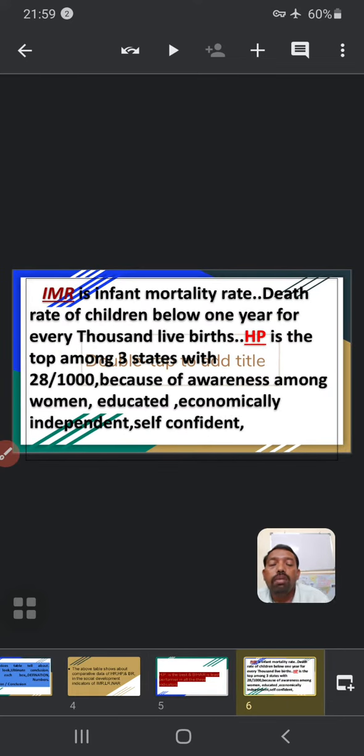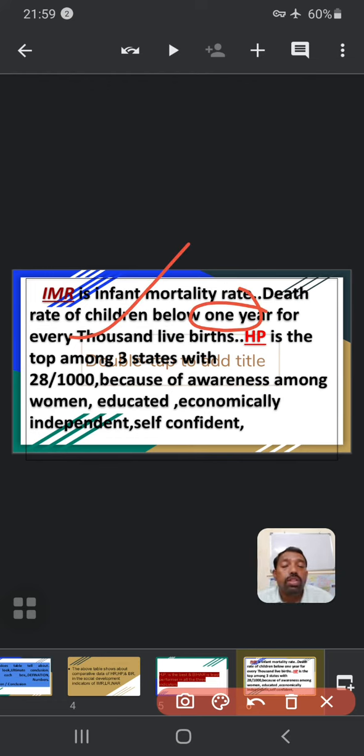Now the third point is to unbox each box. After the unboxing, you have to define the concepts. So in this, what is IMR? You should write the definition. It is the infant mortality rate. It is the death rate of children below 1 year for every 1,000 live births. So this is the definition as well.